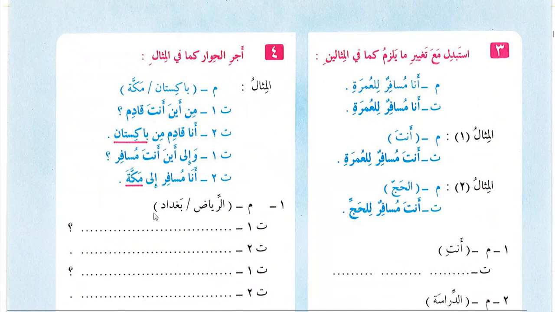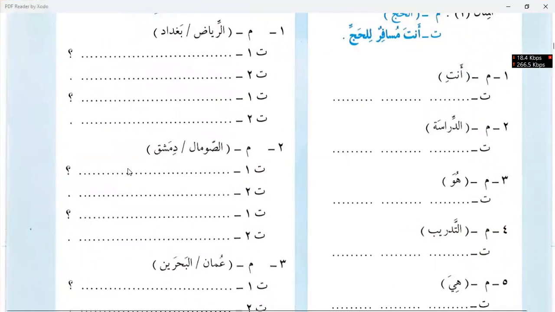Now you use these words and you need to ask two questions. Where are you coming from? And where are you traveling to? Okay, so you will do it without looking at the example. I will hide the example. Mr. Mahmud Samba and Ms. Rama. Where are you coming from and where are you traveling to? Yes, start.